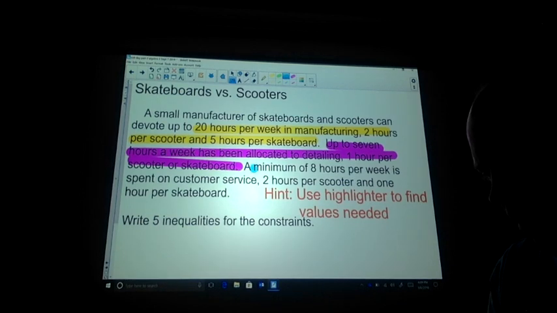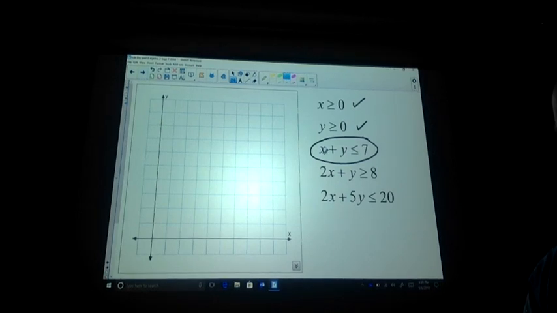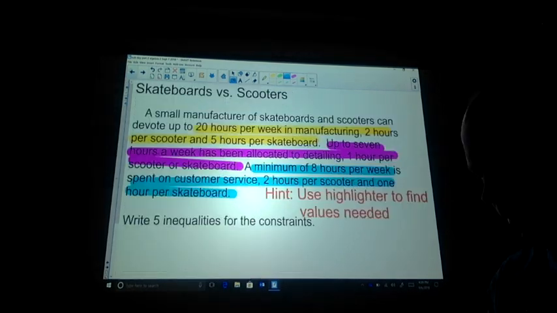And then a minimum of 8 hours per week is spent on customer service, 2 hours per scooter, and 1 per skateboard. So the purple, let's take a look at that on the next screen. Would that make sense? x plus y is less than or equal to 7. Well, it said we spend 7 hours on our detailing of our scooter. Okay, so we took care of our first one.